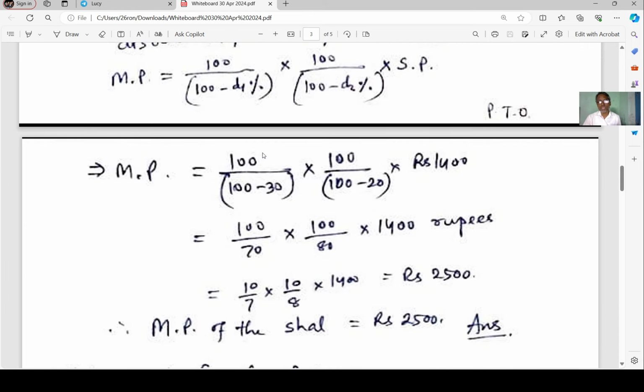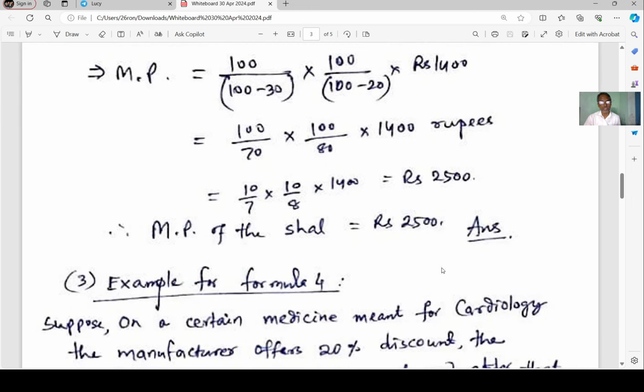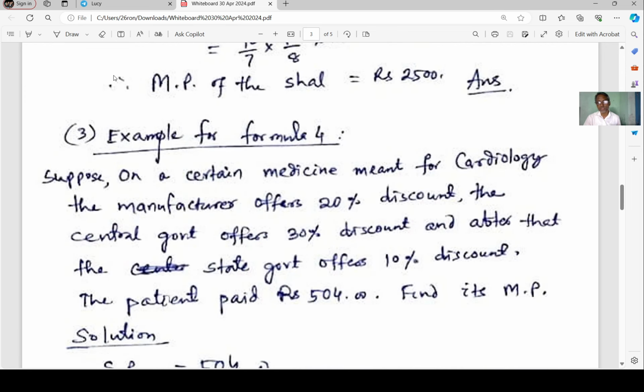Marked price equal to 100 divided by 100 minus 30, 100 divided by 100 minus 20 into 1400. 100 by 70 multiplied by 100 by 80 multiplied by 1400. This is equal to 10 by 7 into 10 by 8 into 1400. This is equal to 2500 rupees. Hence, marked price of the shawl is rupees 2500.